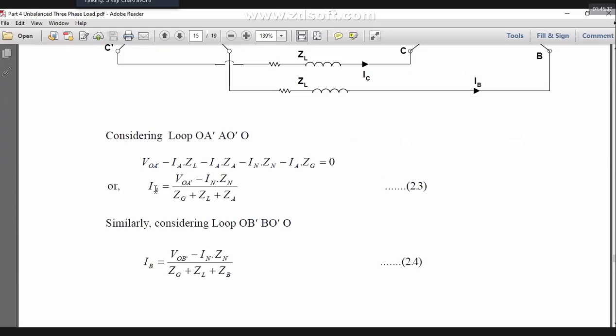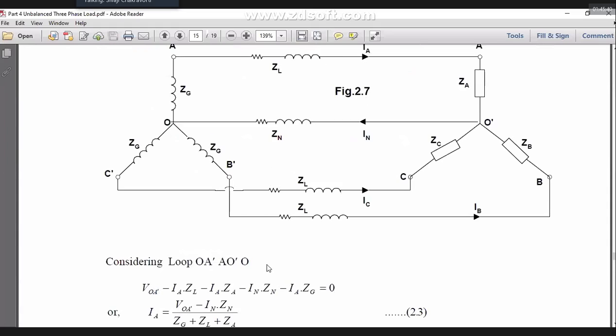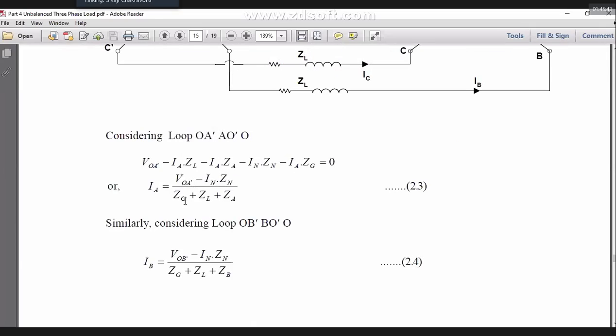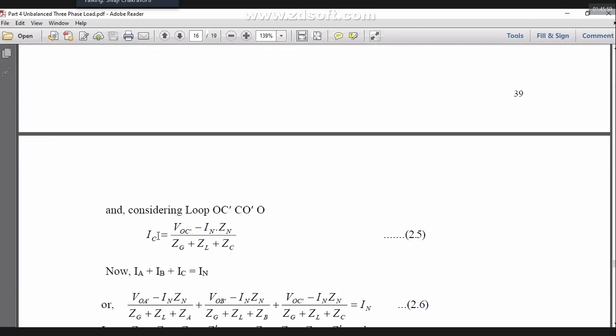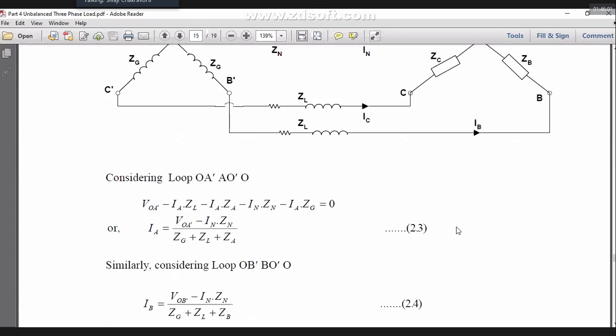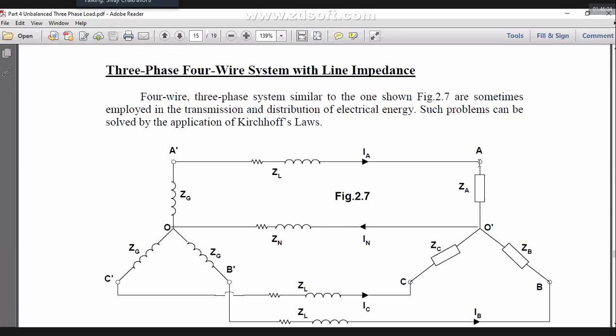So I will apply Kirchhoff's voltage law here. First I will take this loop O, A prime, A, O prime, O. So what is the voltage equation? VO to A prime, then A prime to A is this drop, then A to O prime, and then IN into this. By the way, the voltage A prime to A is IA into ZL. The voltage A to O prime is IA into ZA. So the same current is flowing through ZL and ZA. But Zn has a different current, the neutral current, which is the sum of IA, IB plus IC.